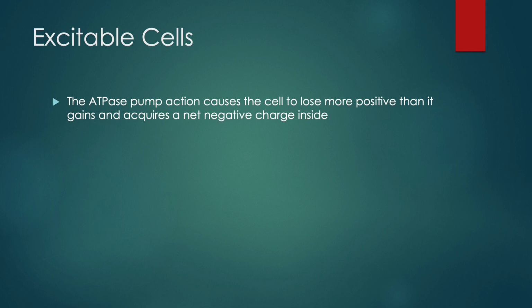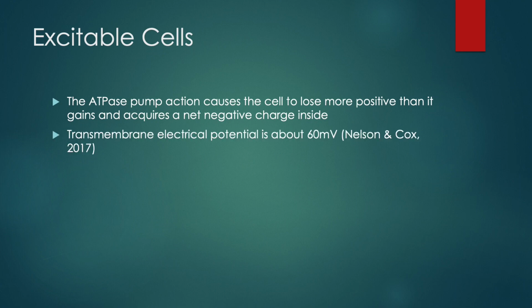So since 3 sodium ions are being pumped out of the cell and only 2 positive potassium ions are being pumped into the cell, every time it pumps there's a net loss of 1 positive to the extracellular space, and that creates a differential that is going to be negative on the inside of the cell. Transmembrane electrical potential is about 60 millivolts. So that's the difference in the ionic charges on both sides of the membrane. Once again, the inside of the cell will be negative, and the outside of the cell will be positive.